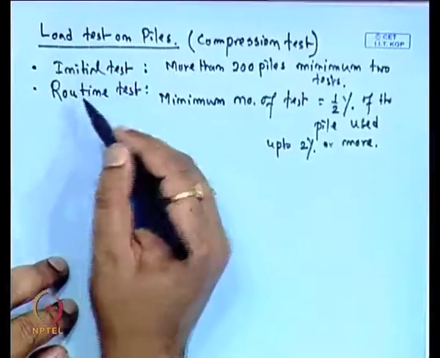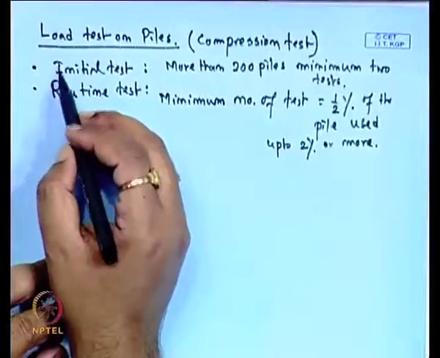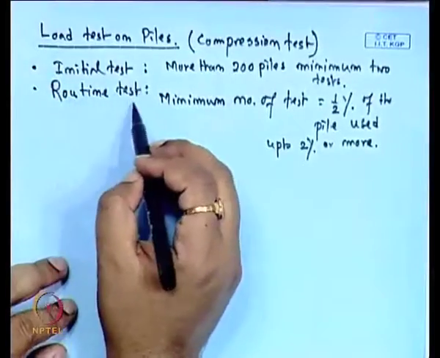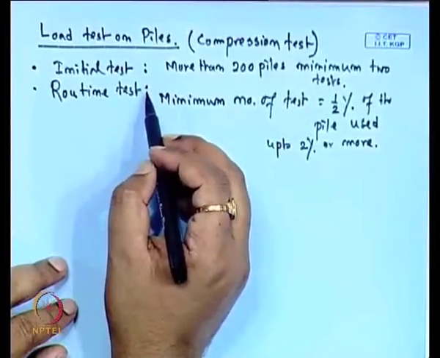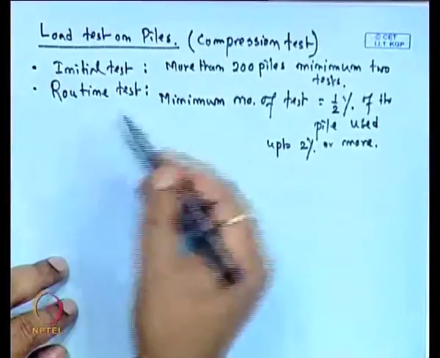So, these are not used to carry the load which is coming from the superstructure, and routine tests are conducted on the working piles. Working piles are the piles where the actual load of the superstructure will act. So, that means the routine test will be conducted on the working piles, and the initial test will be conducted on the test pile.